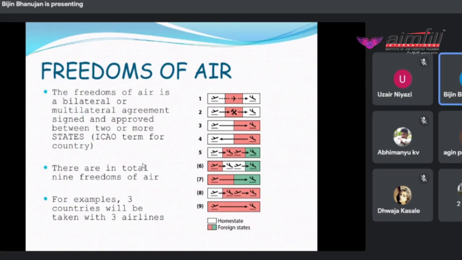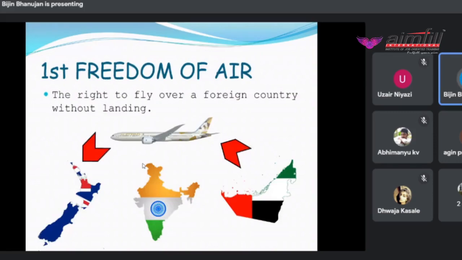So, the first freedom of air, the right to fly over a foreign country without landing. That means a country is authorizing another country for their airlines to fly over or use their airspace to cross only, and no landing permission will be given. So, in this example, you can see that Etihad Airways is operating a flight from UAE's national capital, Abu Dhabi, to New Zealand, say Auckland. So, a flight from Abu Dhabi to Auckland operated by Etihad Airways is flying above UAE, flying above India with the permission.